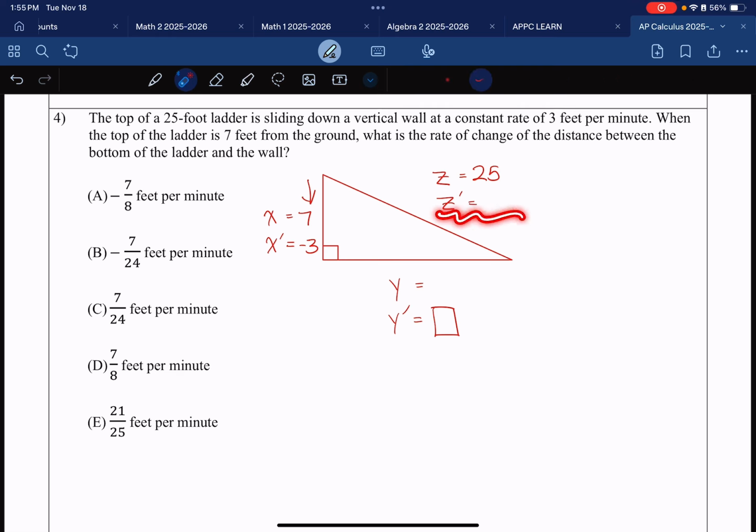Well, this one is kind of interesting because you have to think about the context of the problem. Is the ladder changing size? I mean, it could be, but let's assume that it's not, because usually ladders for simple problems are just basic ladders that are one piece and they slide up and down, but they don't change size. Therefore, z prime will be 0. And to find this y, we need to use the Pythagorean theorem.